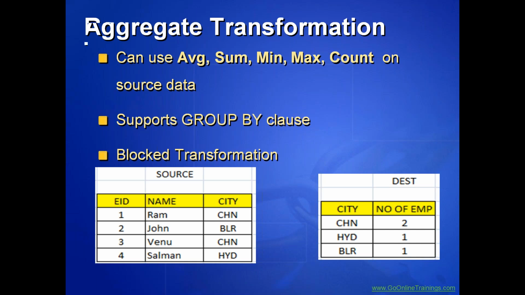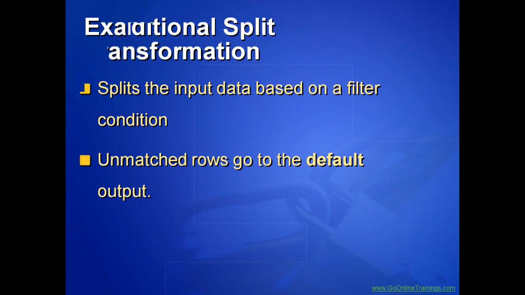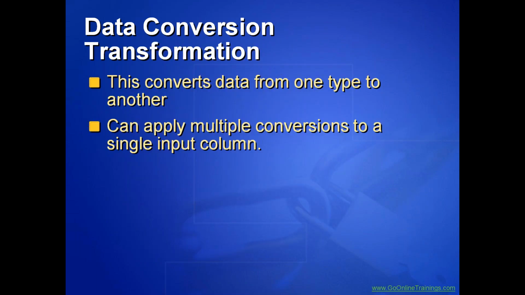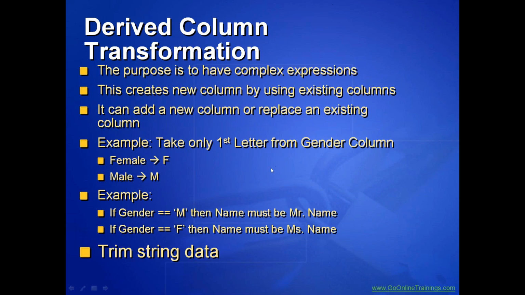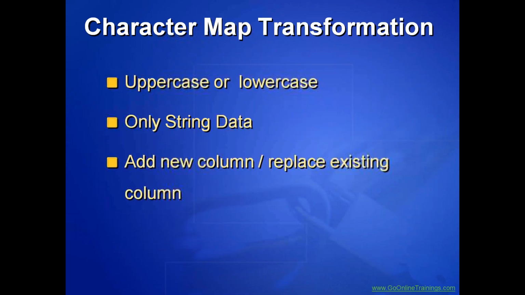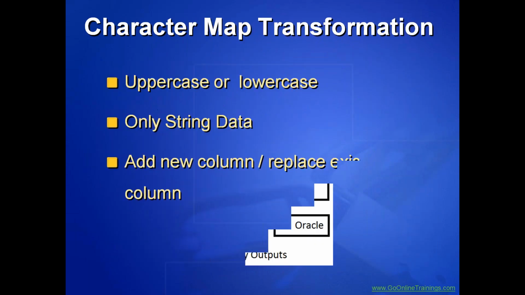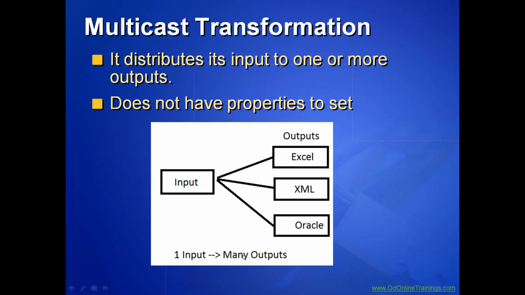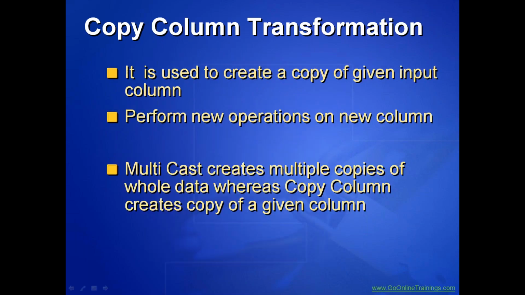So we were talking about a lot of transformations yesterday: cache transformation, conditional split. Then we were talking about data conversion, then derived column transformation if you wanted to write complex expressions, and lots of things we were writing, character map, multicast. Character map means uppercase, lowercase. If you want to change it, we're going to be using character map transformation. Multicast, one input, many outputs. Copy column means only a single column will be copied apart from your data, right?